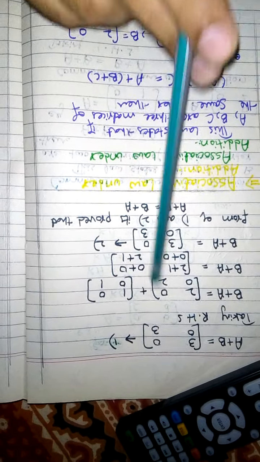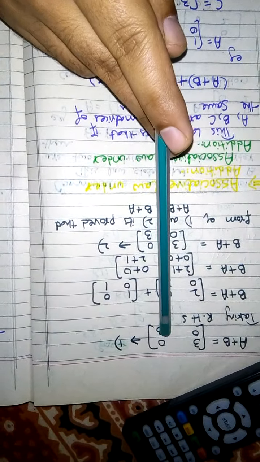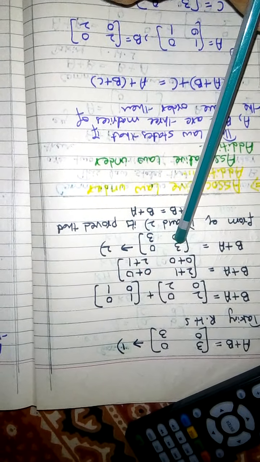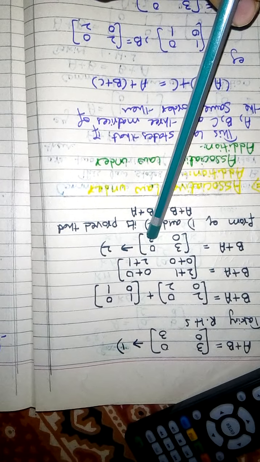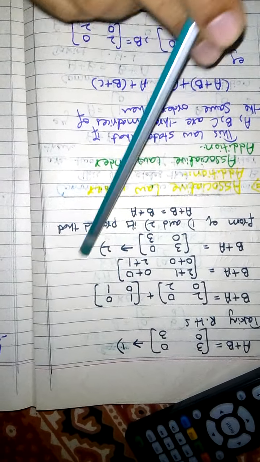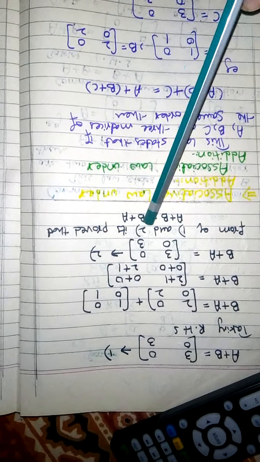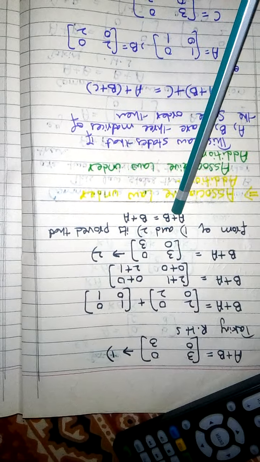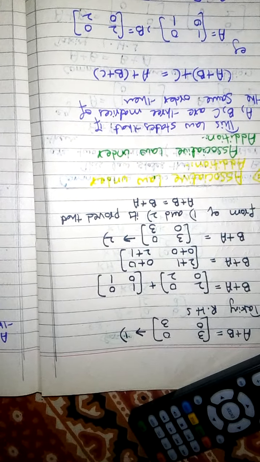So if we look at equations 1 and 2, the elements are 3 0 0 3, and here also the elements are 3 0 0 3. So if we compare both equations, the answers are the same. So here we can say that from equations 1 and 2, it's proved that A plus B equals B plus A. Hope you enjoyed this lecture.